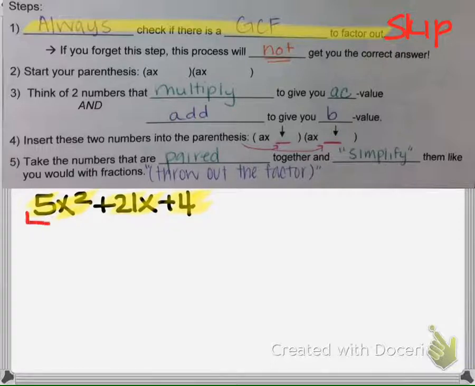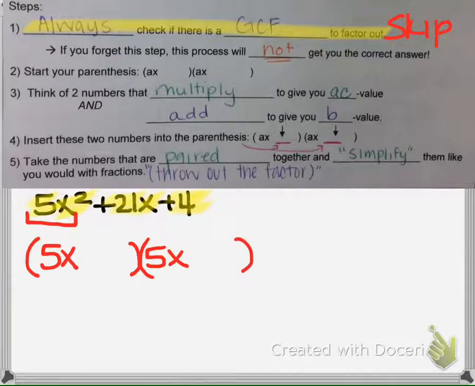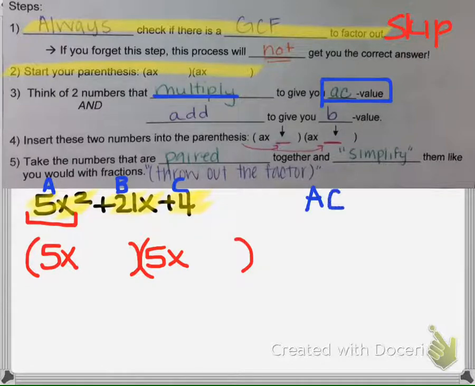So what we're going to do is take our leading coefficient, which is 5, so we're going to take 5x and write that in the beginning of our parentheses. That was step 2. Then step 3 is we are going to think of two numbers that multiply to a times c. So we know that 5 is a, b is 21, and c is 4. So we need to multiply a and c together. 5 and 4, we get 20.